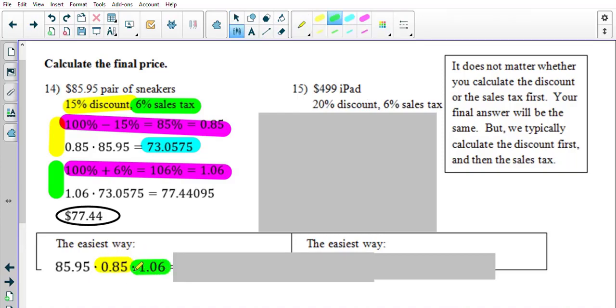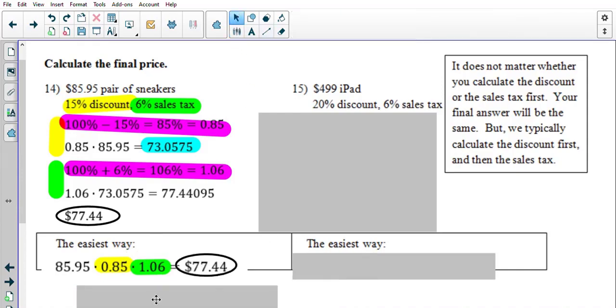So this is for your sales tax. It's 100% minus 15% for the discount, 100% plus 6% for the sales tax. Take $85.95 times 0.85 times 1.06. Guess what? You get $77.44 as well. It's a lot easier if you can just do it all in one line, and I would be okay with that. So if you want to show it like this, that's fine. If you'd rather show all the steps like we have up above, that's okay too.